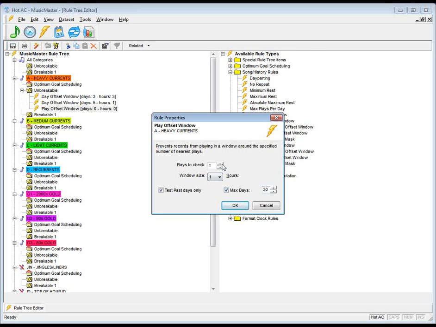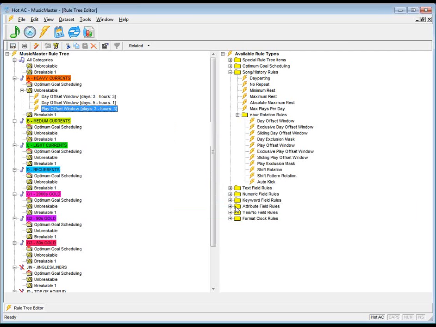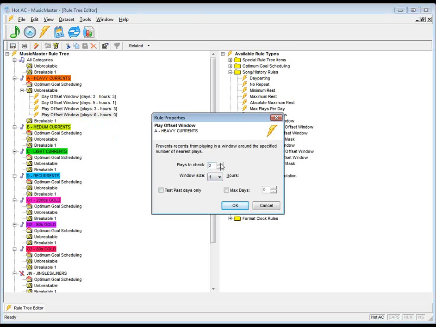We can also expand this to say, let's look at the last 3 plays and make sure none of those appeared in the same broadcast hour or in the same 3-hour window that we're looking at. The 3 hours would be the hour of as well as the hour before and after the play that we're testing, back for 3 plays. And again, we can overlap these as well with play offset window. We can say to look at the last 5 plays as an example and make sure none of those appear in the same hour. And we can also set off the max days cutoff if we wish.